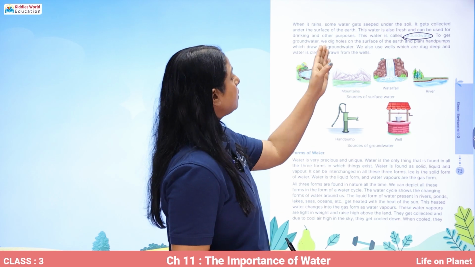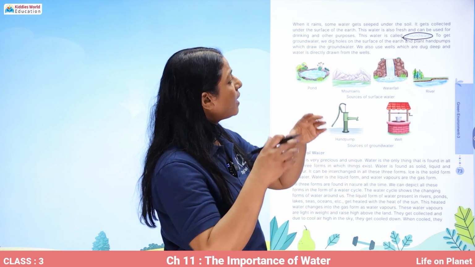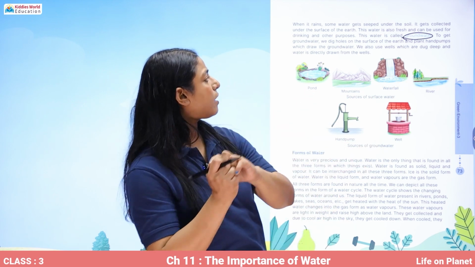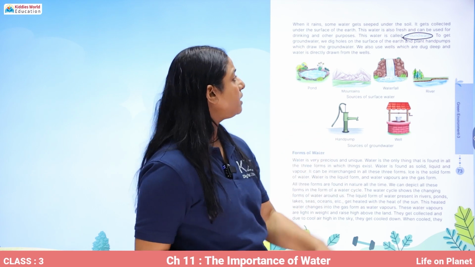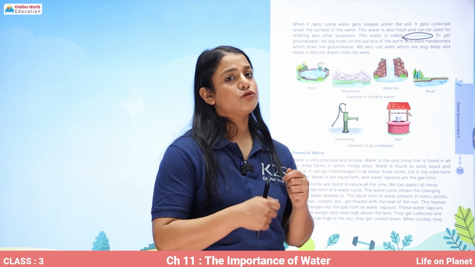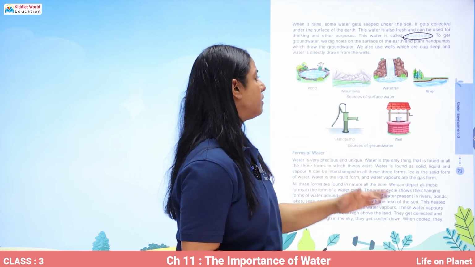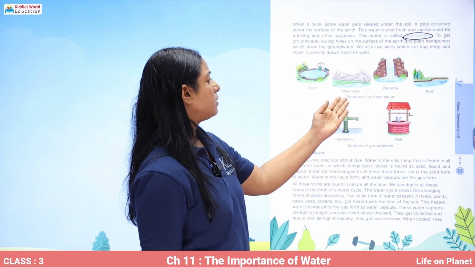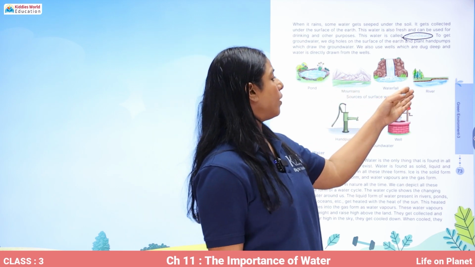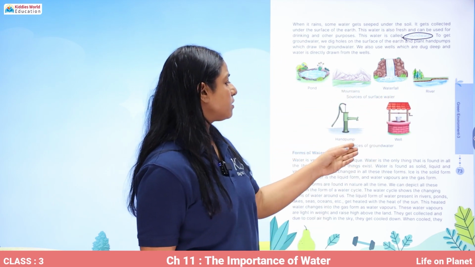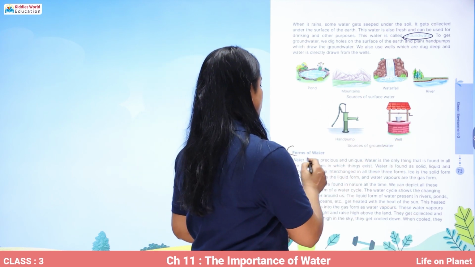We dig holes on the surface of the earth and plant hand pumps which draw the groundwater. We also use wells which are dug deep and water is directly drawn from the wells. So these are the sources of fresh water. The pond, the mountains on which there is snow, the waterfall, the river, and these are the sources of groundwater: hand pump and well.